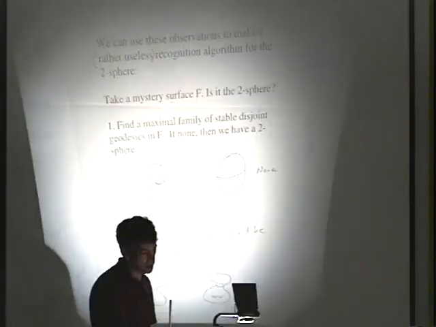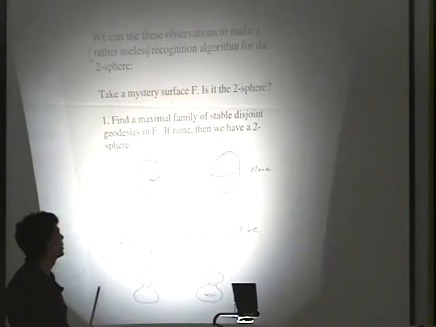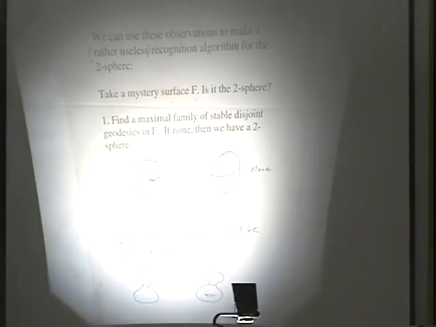So let's use that observation to make a not very useful recognition algorithm for the two-sphere. Let's take a mystery surface F and ask, is our surface the two-sphere? So the procedure goes like this. First, we cut it along a maximal family of stable disjoint geodesics.